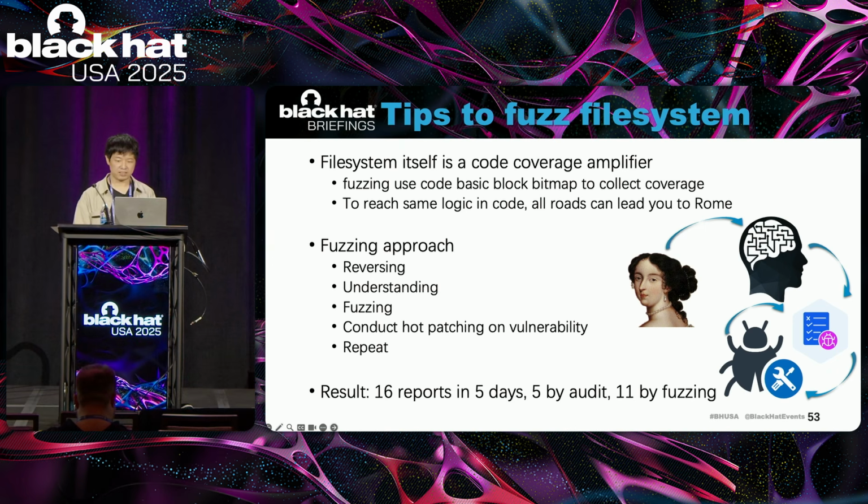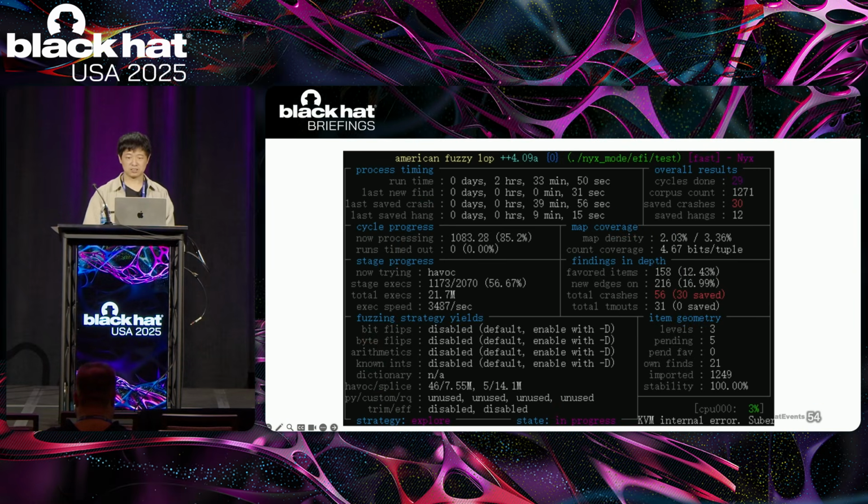First, you must have an overview of the filesystem's basic idea by reverse engineering and reading the documentation. Secondly, you'll need to write a workable fuzzer targeting the specific filesystem. Then you must conduct hot patching on the vulnerabilities. As I mentioned before, if you don't do this, you will see countless unique crashes and hangs marked by the fuzzer while they are not truly unique. You can repeat these steps until the fuzzer cannot generate any more. This approach helped me find 16 vulnerabilities in 5 days, including 5 found by audit and 11 found by fuzzing. So the first image is taken when I was fuzzing the BCD file.